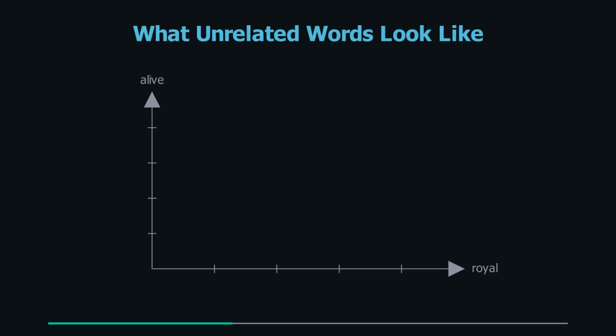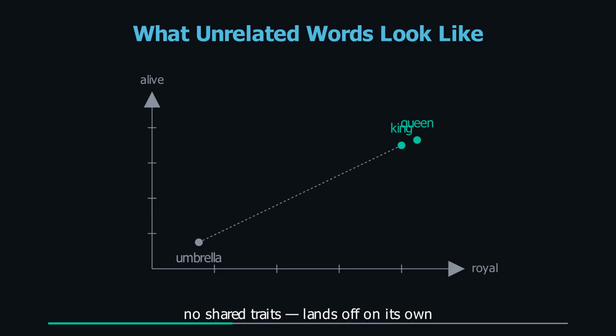Now plot a word like umbrella next to king. It doesn't share royal or alive traits with anything nearby, so it lands off on its own, far from every cluster. Unrelated ideas simply don't crowd together.